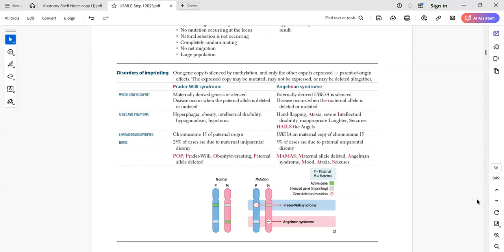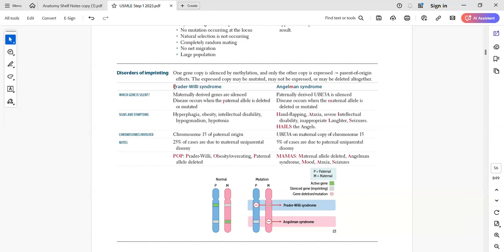Okay, so whenever there's a word of methylation, mutated or silenced. So in imprinting, one genetic copy is methylated and only one genetic copy is expressed. Okay, so the expressed copy could either be mutated, it could be deleted, it could be not expressed, it could be whatever. But now we have only one copy. Okay, so there's two types of disorders of imprinting. One is Prader-Willi syndrome, another is Angelman syndrome. Okay, I remembered it with a mnemonic, which is very common for it.